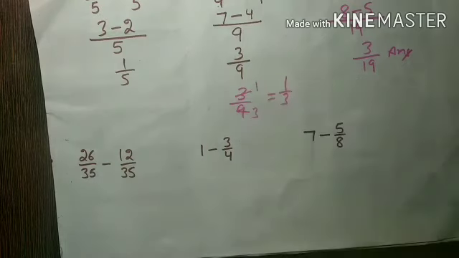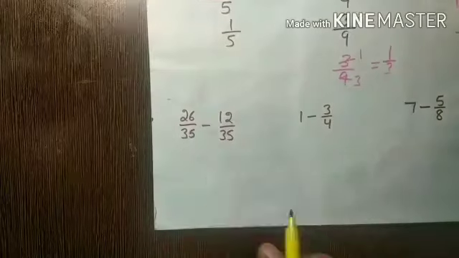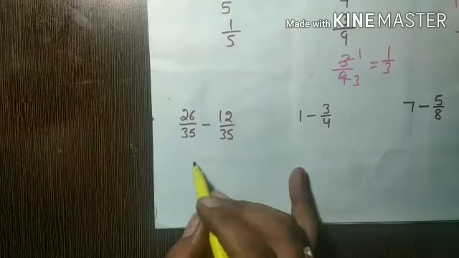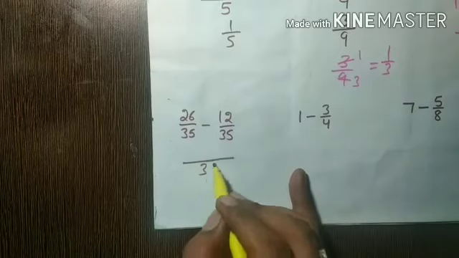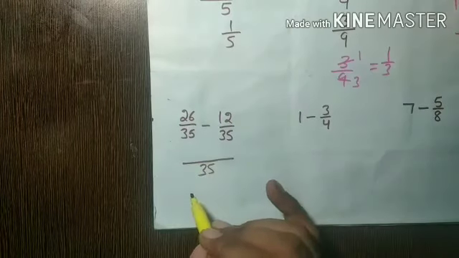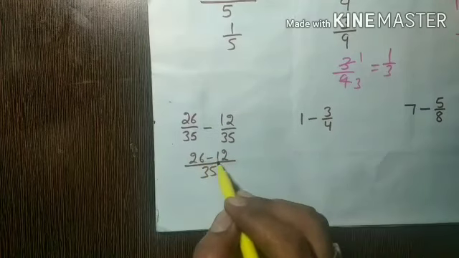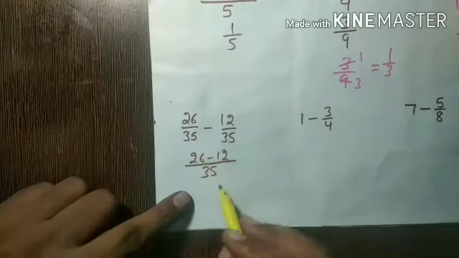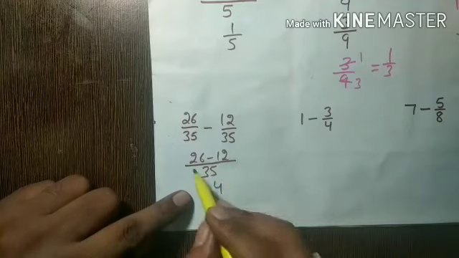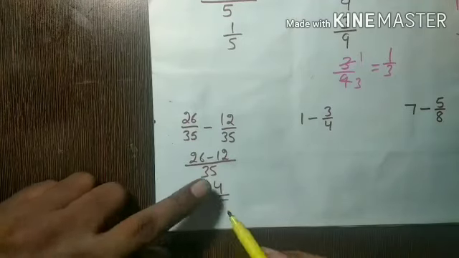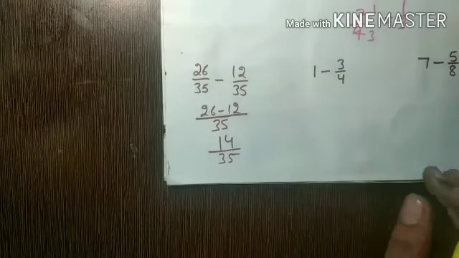Okay, now we move on to the next question. Here you will see 26 by 35 minus 12 by 35. Now 35 is the common denominator, and 26 minus 12: 6 minus 2 is 4, and 2 minus 1 is 1. So the numerator is 14, over 35.